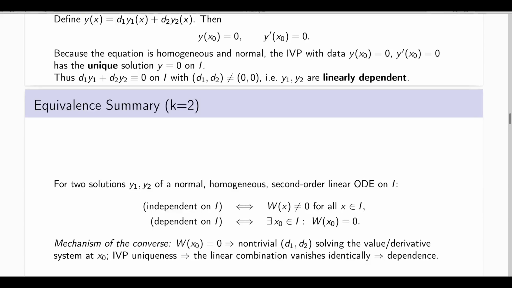In short, for two solutions of a second-order homogeneous linear ODE, the Wronskian provides a perfect test. If it never vanishes on I, the solutions are independent. If it vanishes at any point, the solutions are dependent. The Wronskian, therefore, captures the entire structure of independence in this case.